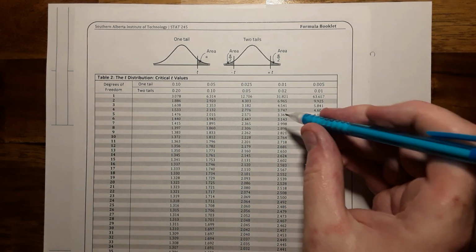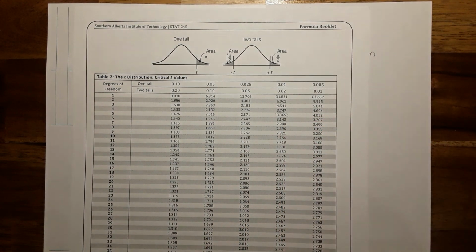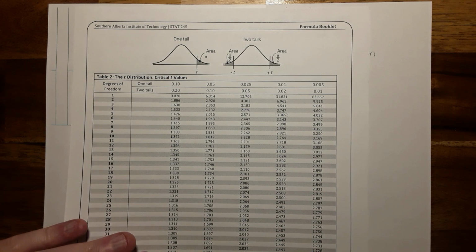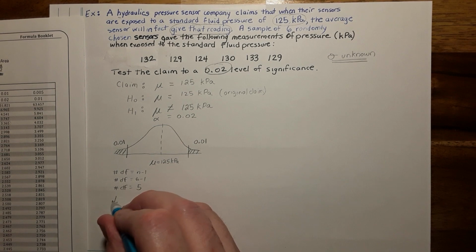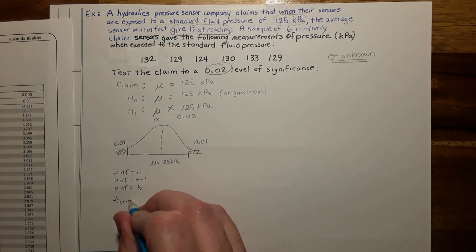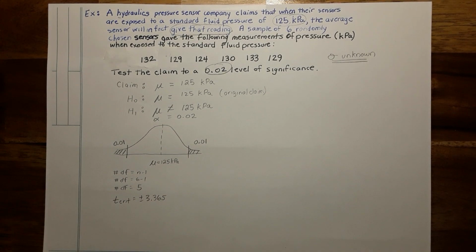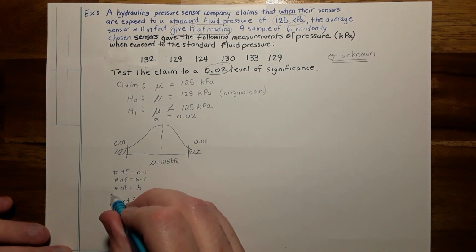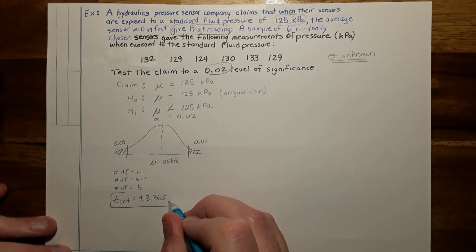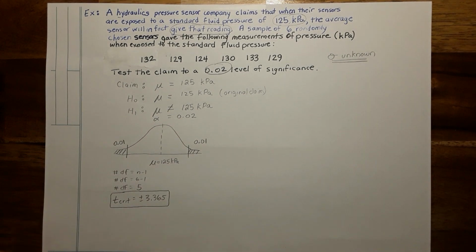So the critical T-score value should be 3.365. Because we're on either side of the distribution, if we find our sample lies outside of this range, either in excess of positive 3.365 or less than negative 3.365, it will allow us to reject the null hypothesis. So we are going to need to calculate the T-score for our sample.